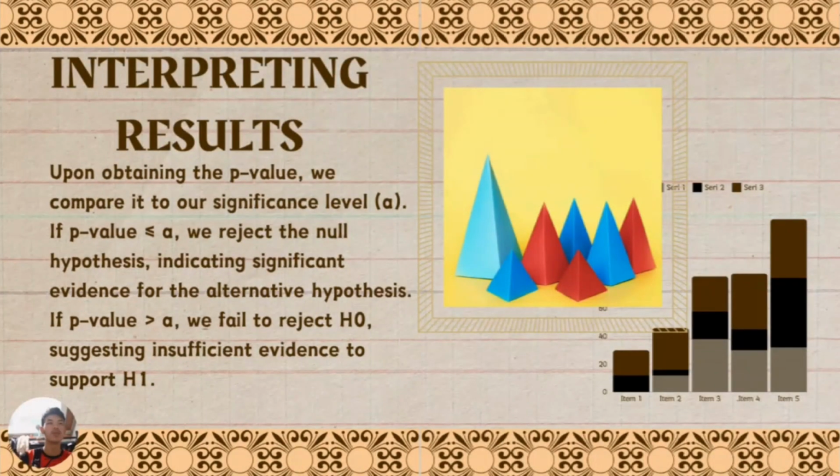Interpreting results. Upon obtaining the p-value, we compare it to our significance level. If the p-value is less than alpha, we reject the null hypothesis, indicating significant evidence for the alternative hypothesis. If the p-value is greater than alpha, we fail to reject H0, suggesting insufficient evidence to support H1.